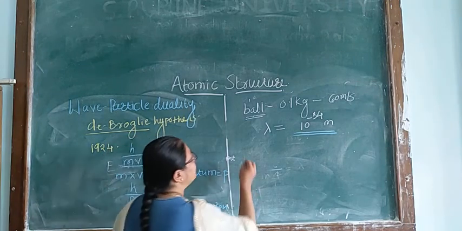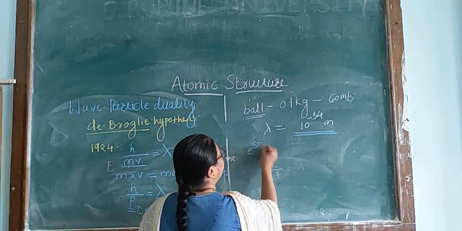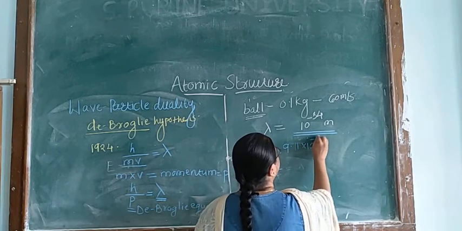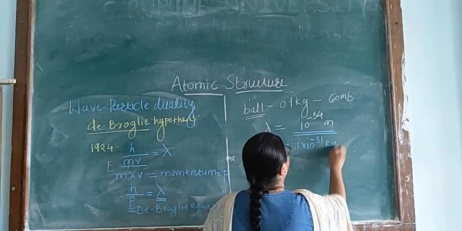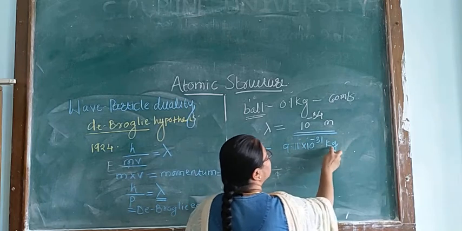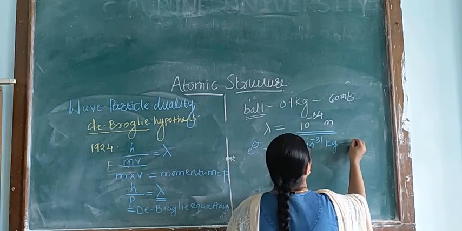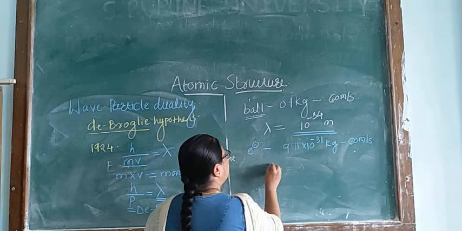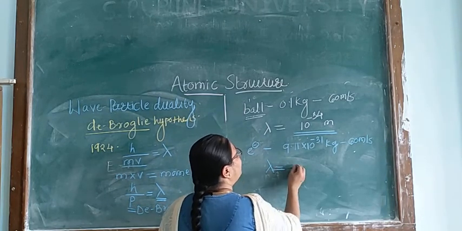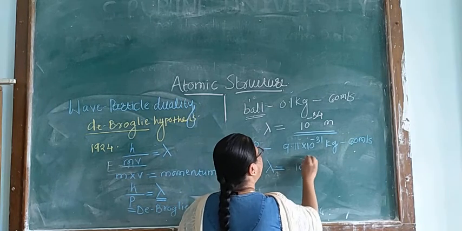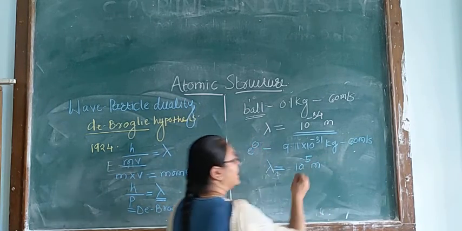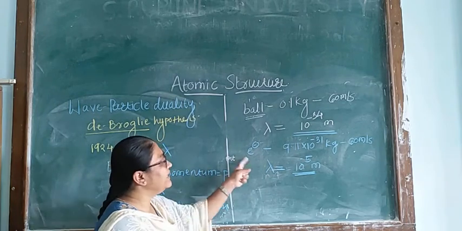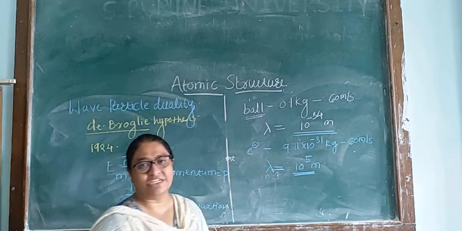For example, if you consider an electron which has a mass of about 9.11 into 10 to the power minus 31 kg, and if its speed is exactly the same, then the value of lambda comes out to be 10 to the power minus 5 meter, and this value is measurable. That means that the electron has the wave nature.